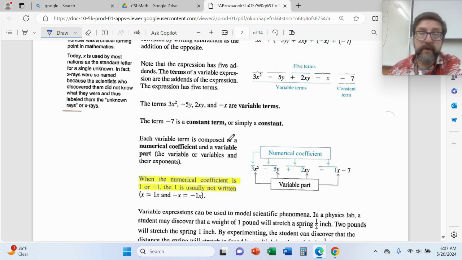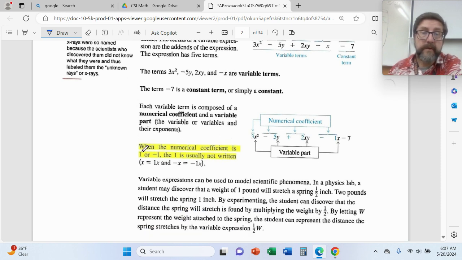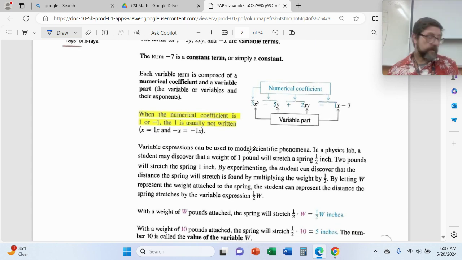Each variable term is composed of a numerical coefficient and a variable. That means there's a number and then there is the variable. Numerical coefficients are the numbers, and then they have the variables. That just tells you how many of the variables you have. When the numerical coefficient is 1 or negative 1, the 1 is usually not written.